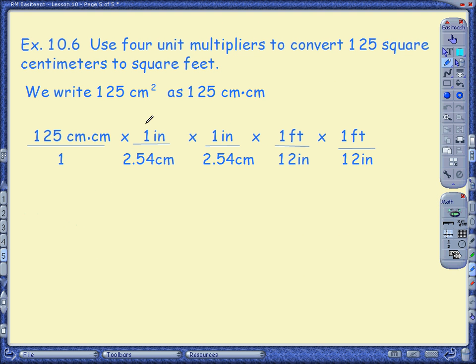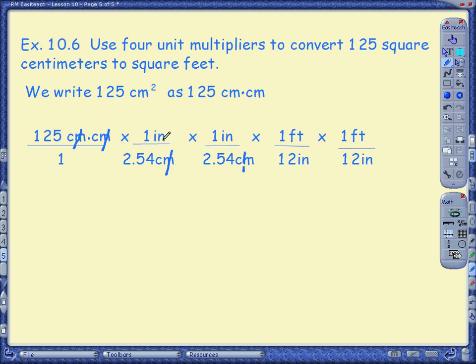We're going to use 4 unit multipliers to convert 125 square centimeters to square feet. We write 125 square centimeters as 125 centimeters times centimeters. Whatever we're converting, we always put over 1. We make 2 unit multipliers that have centimeters in the bottom. I can cancel out the centimeters now. They're gone, just like a number.